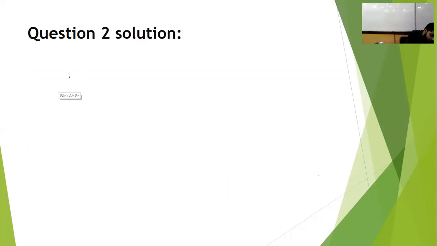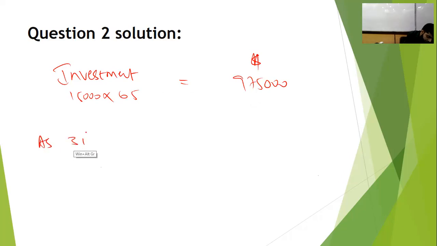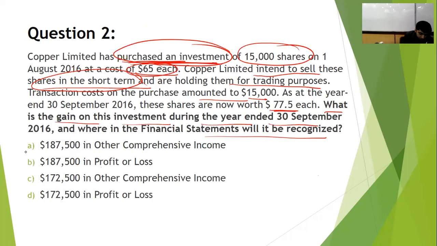We are making an investment. Let's calculate the amount of investment. 15,000 shares were bought for $65 each. That is 15,000 multiplied by 65. This would be around $975,000. And at the year end, now the value of the shares, the price per share.